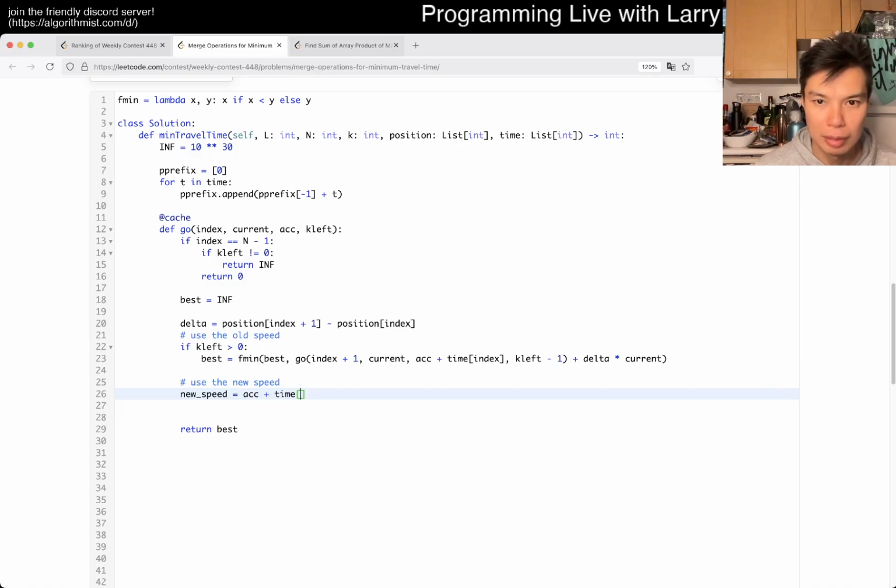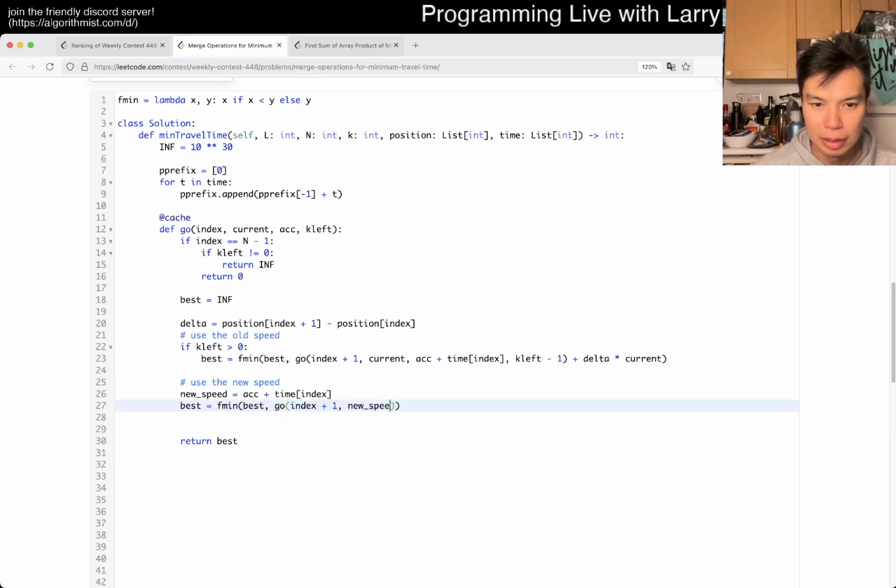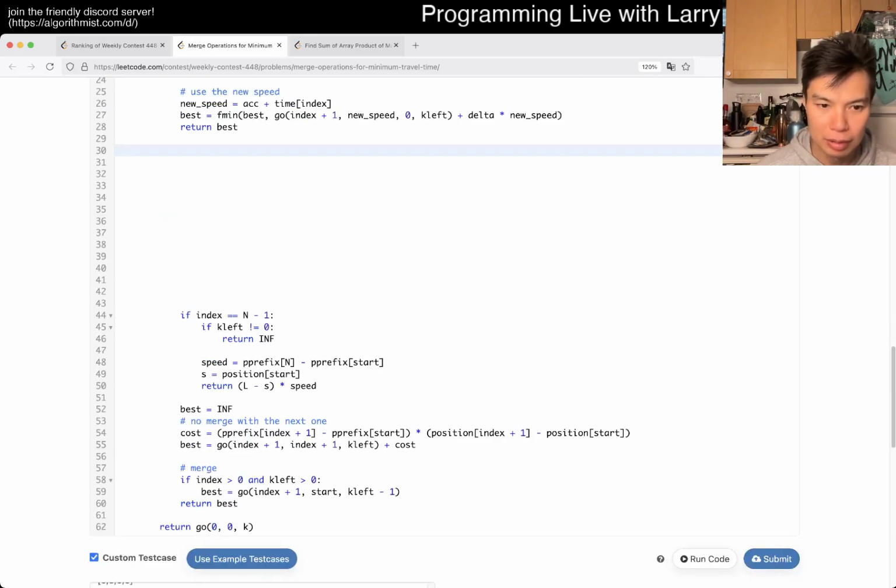Yeah. Okay. Time sub index maybe. I think we... Is it? Oh yeah, I think this is right. Maybe not. I don't know. Best is equal to f min. Okay. Best go index +1. This is the new speed. No more accumulating, k left, right? And then plus delta times new speed. Alright, maybe that's right, I don't know.